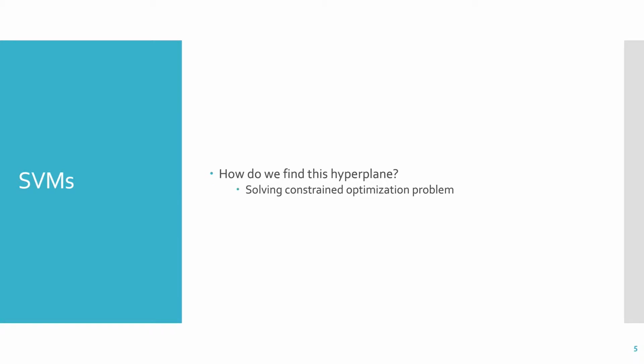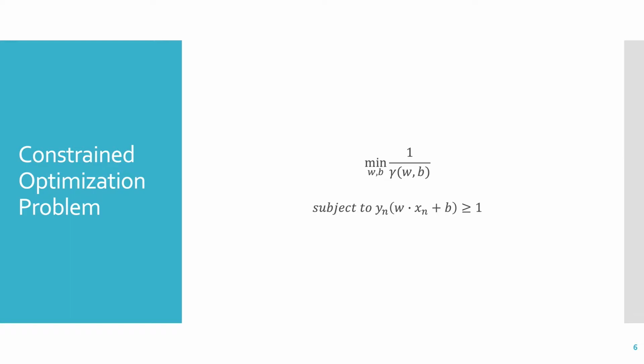How do we find the hyperplane with the largest margin? By solving a constrained optimization problem. Let's just hold on here for a second. What just happened? Let's break it down a little bit.